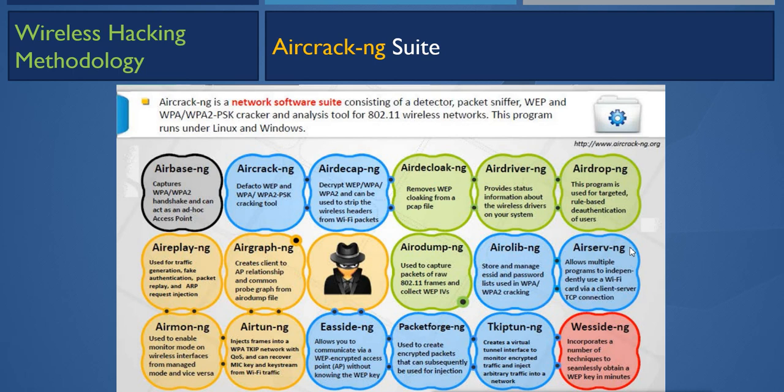For example, airodump is used to capture the packets of raw 802.11 frames and collect WEP IVs. Airmon is used to enable monitor mode on wireless interfaces from managed mode and vice versa. By default our interface will not be in monitor mode. So this tool converts our wireless interface to monitor mode, so that it can monitor everything, analyze and sniff anything. Aireplay is used to do the replay attack. It is used for traffic generation, fake authentication, packet replay and ARP request injection attacks.